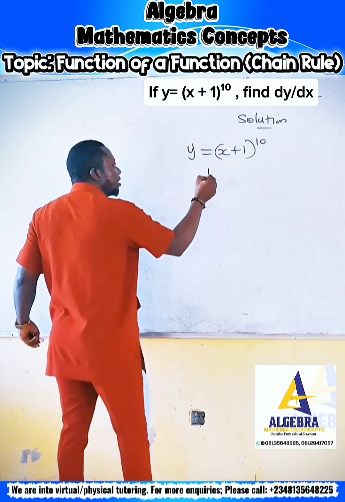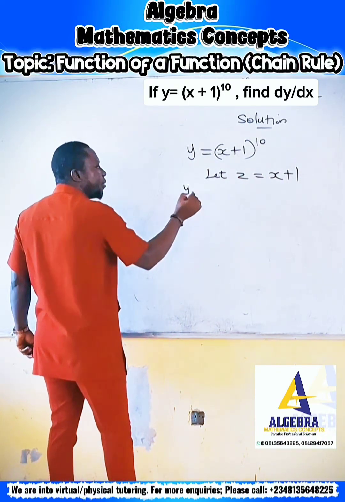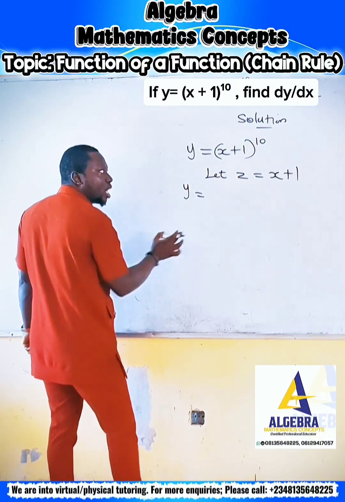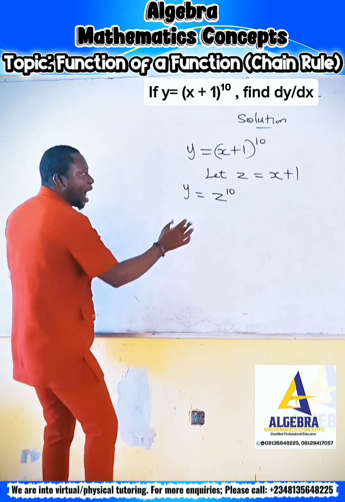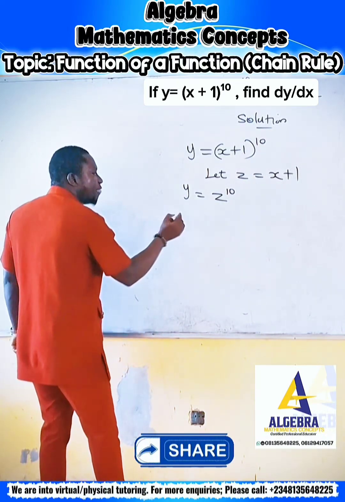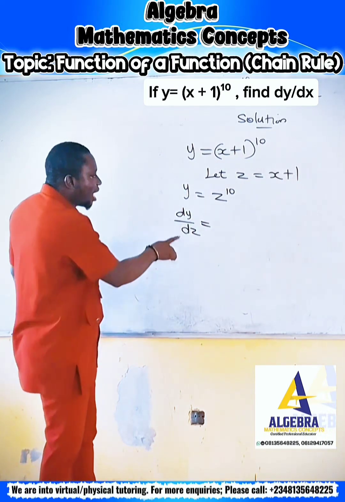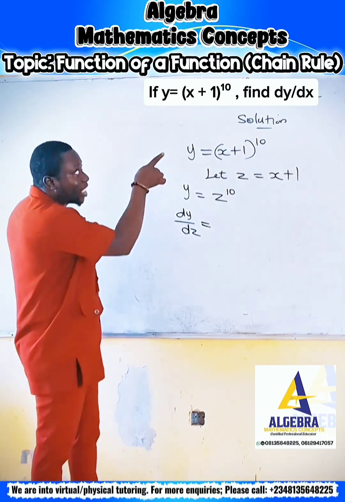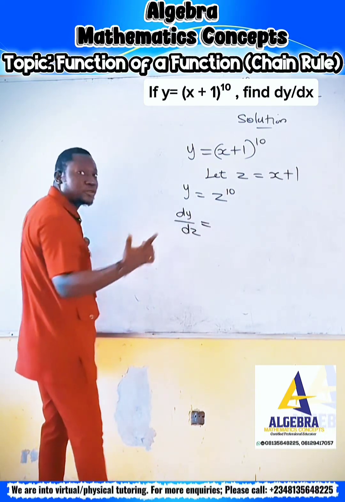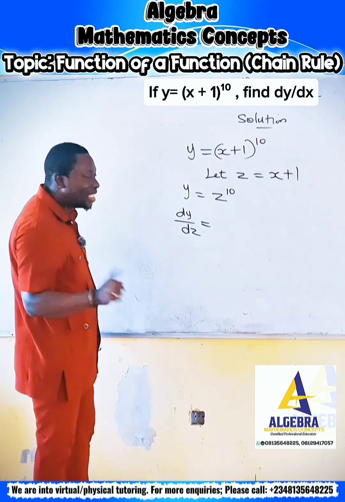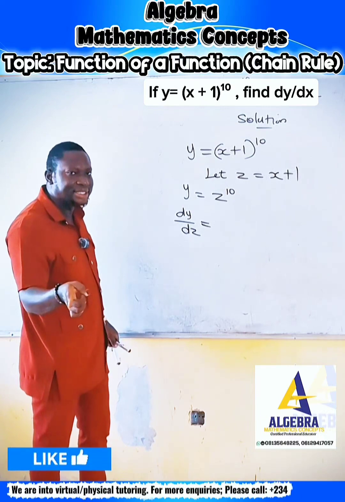So let me use z. Let z equal s plus 1. I will have y equals, in place of s plus 1 now, I'll put z, then there's 10 here. Now, I will differentiate this. I will have dy over dz equals, listen, I will not write dy ds, even though I was asked to find dy ds. What I have here is y, what I have here is z. A lot of students will just write dy ds. It's wrong. It's dy dz. In other words, I'm differentiating y with respect to z.